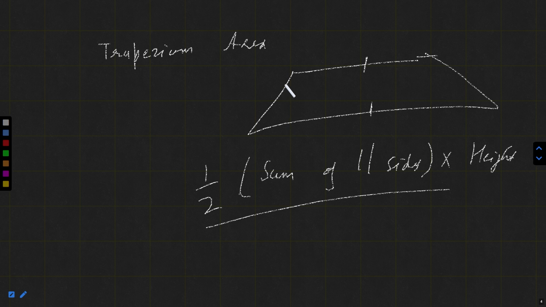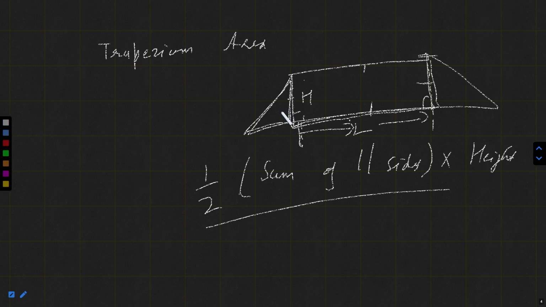How did you get this formula? Quite simple. You just draw these parallel lines and a perpendicular to them. The figure inside is a rectangle, and its area will be length into breadth, which is L into H. This is your L, up to this point. Now what about these other areas?